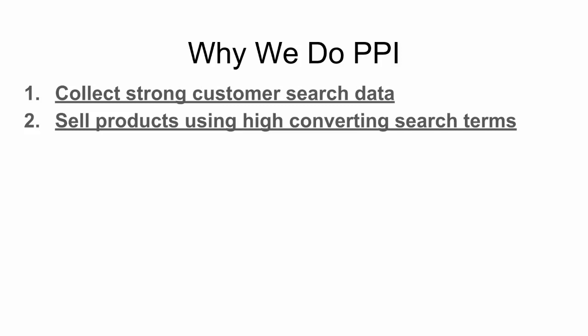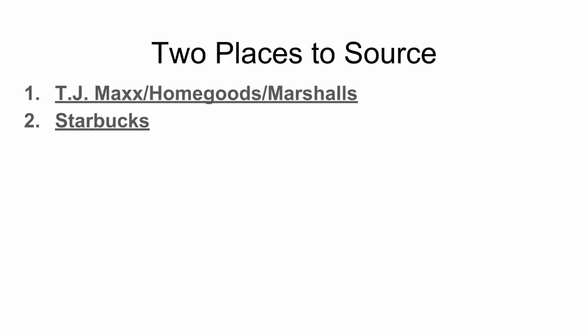All right, so let's focus again on these 2 goals, and I'm going to clarify when I'm sourcing what I am looking at. I am looking whether I'm going to be collecting strong customer search data or whether I'm going to be selling products using high converting search terms. And you guys will get it. It'll click down the road here and hopefully bring a lot of clarity to how you're approaching the PPI method. So here's 2 places to source. These are not going to be revolutionary. I've never heard of this before. But you'll see in my application really how it can be extremely lucrative.